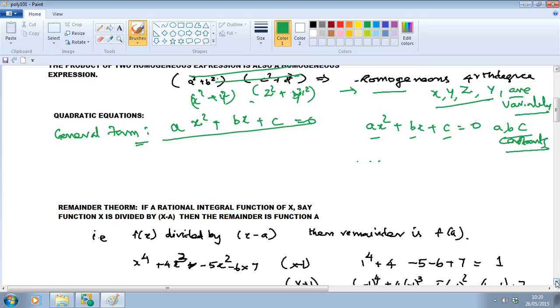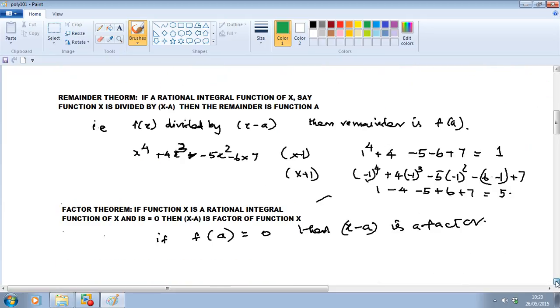So we'll see the next theory. This is the remainder theorem. This remainder theorem we use very often. So if a rational integral function of x, say f of x, is divided by x minus a, then the remainder is f of a. This is the remainder theorem. So how do we say a function of x? A function of x can be something like x to the power 4 plus x cube plus 2x cube plus 3x square plus some constant.